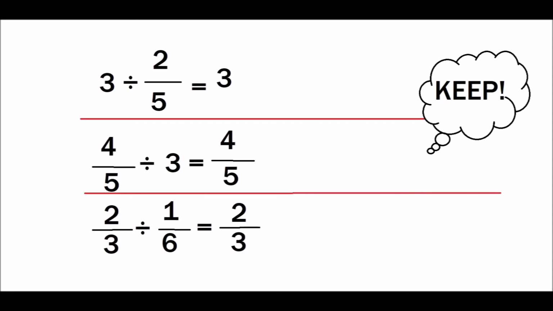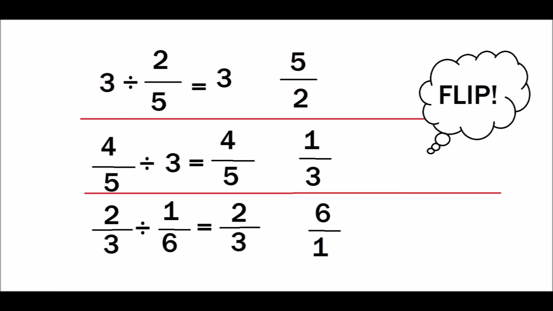Let's start by keeping the first part. 3 stays 3, 4/5 stays 4/5, 2/3 stays 2/3. Flip, we flip the second part. 2/5 becomes 5/2, 3 becomes 1/3, and 1/6 becomes 6/1. And then change the symbol from division into multiplication.